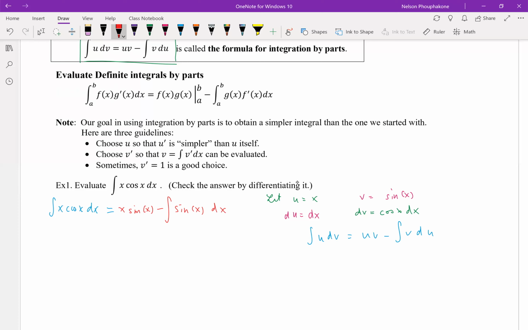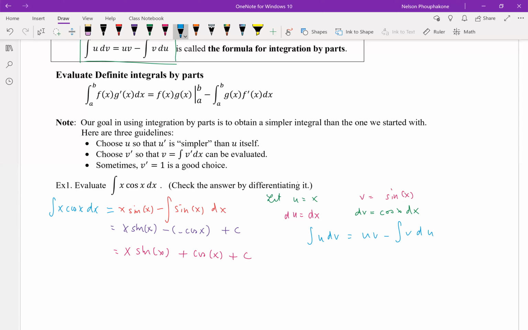Okay. And now, after we have this, then of course, we have sine of x. We know that the integration of sine is negative cosine. Then, as the result, we will have x sine of x plus cosine of x plus c. Okay. And how do we actually check?